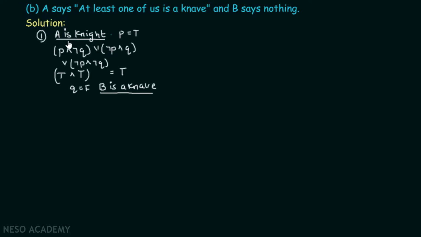And we already proved that when A is knight, then B has to be a knave, right? You can check the other conditions on your own, and the final conclusion that you get out of this would be that A is knight and B is knave.